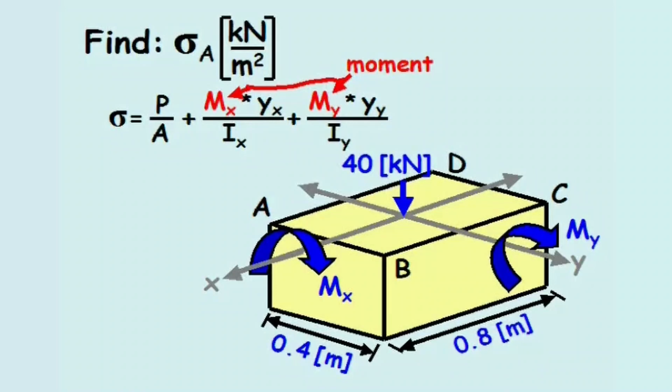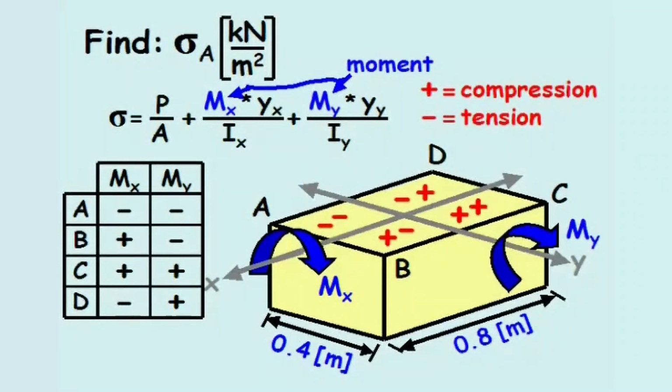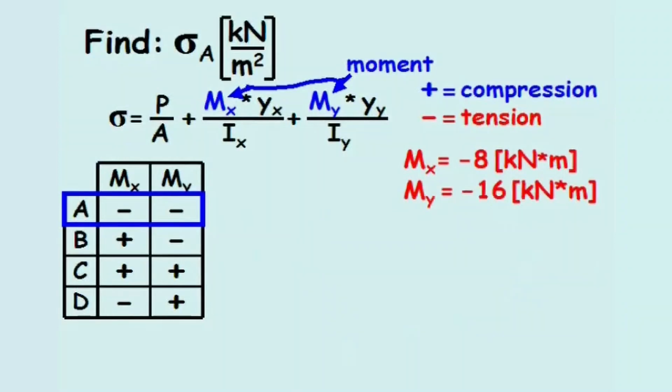Assuming a positive normal stress represents compression and a negative normal stress represents tension, then moment x will be positive for quadrants B and C and negative for quadrants A and D. Similarly, moment y will be positive for quadrants C and D and negative for quadrants A and B. If we create a table showing the sign of each moment for each quadrant, we notice both moment x and moment y are negative for quadrant A. Therefore, moment x and moment y contribute towards the tensile stress at point A.